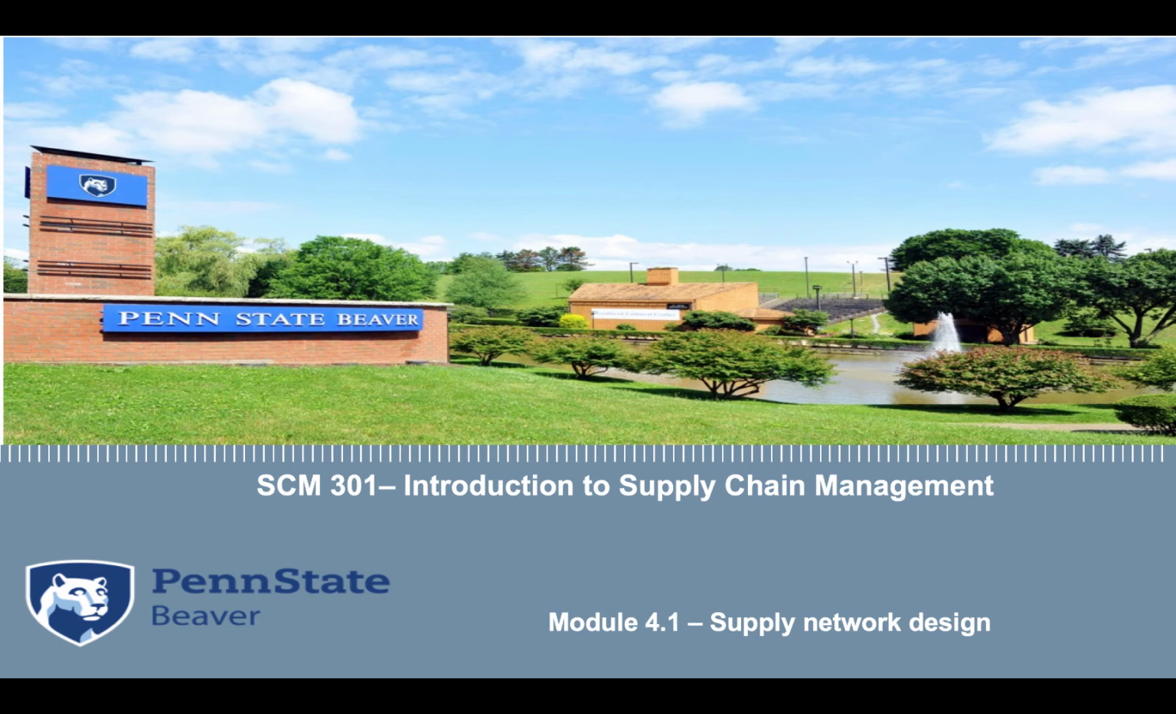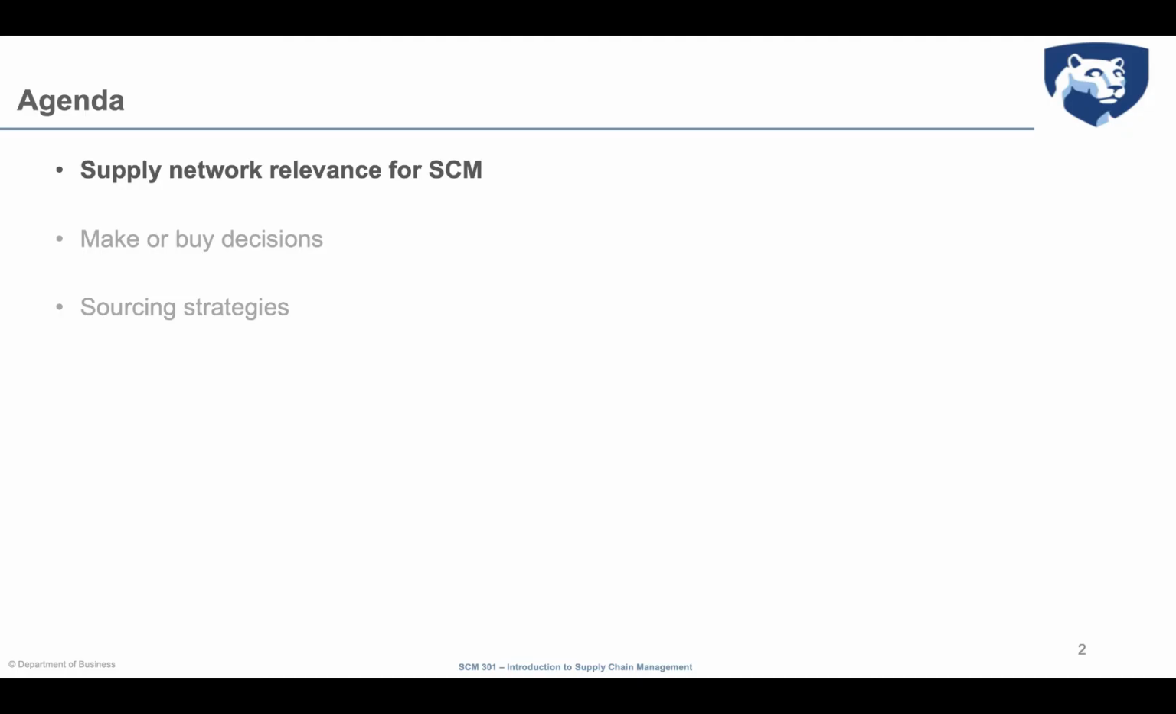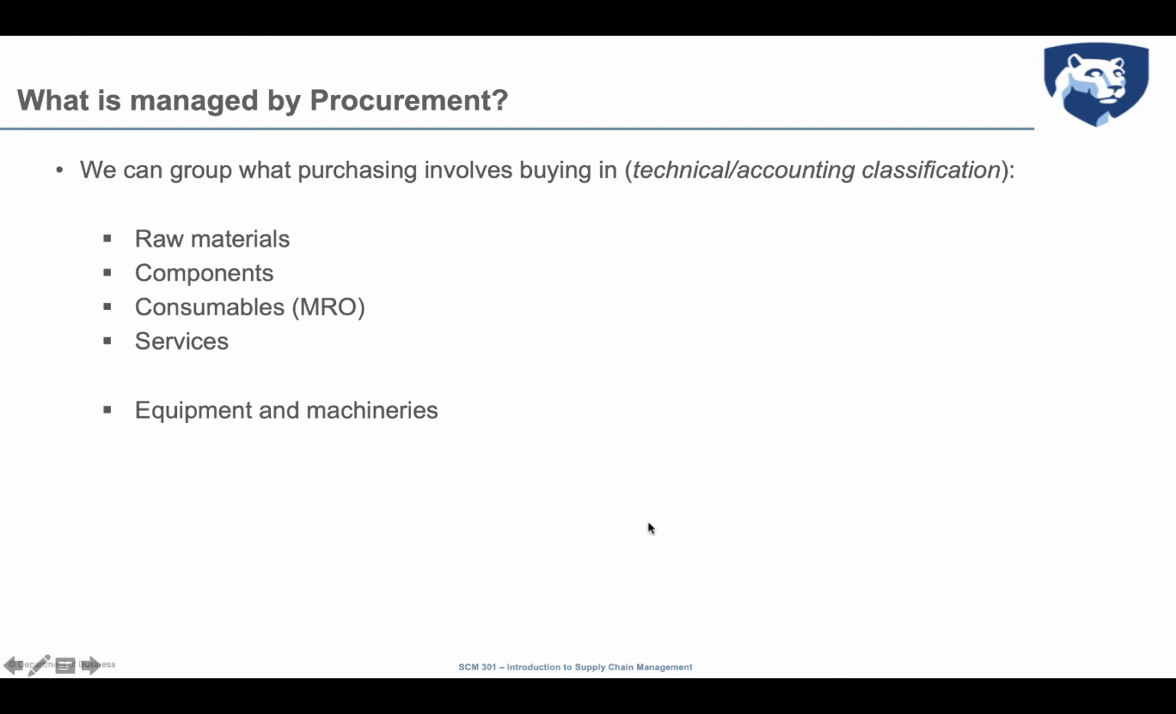So in this fourth module, we have focused our attention on supply network design, which means understanding how the focal company can shape the supply network to support the execution of its operation and production activities. In particular, we have first talked about the different types of purchases that a company can do.